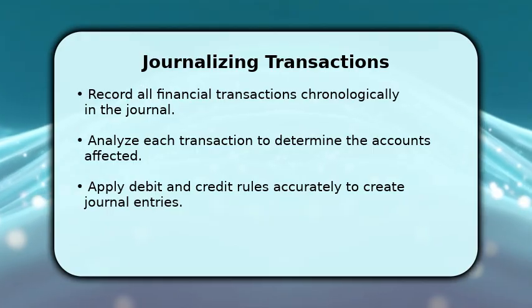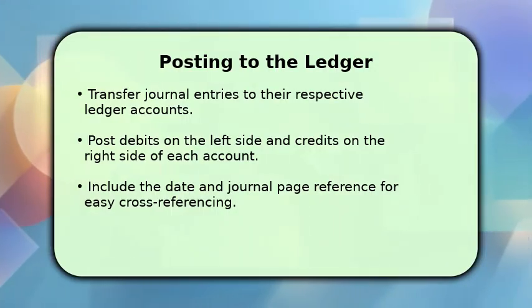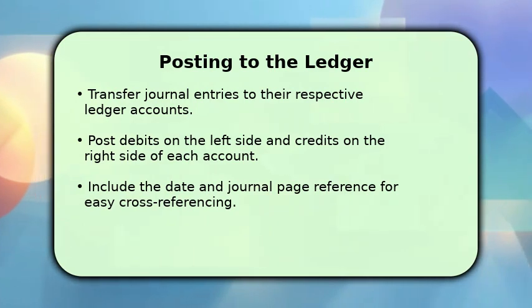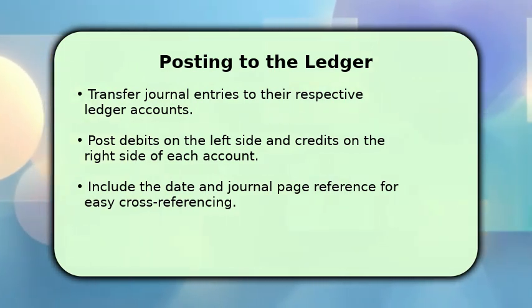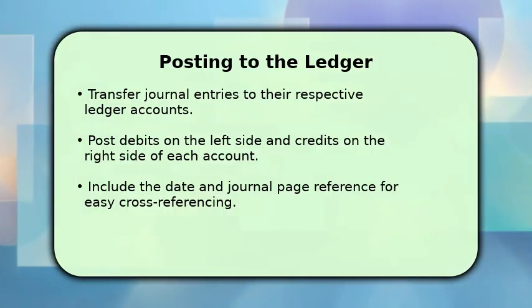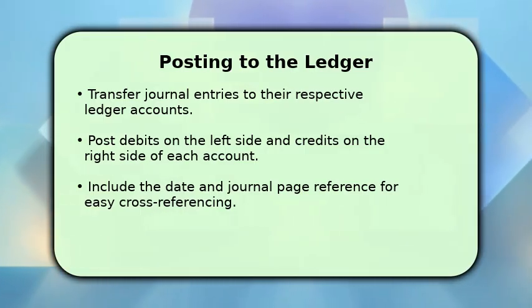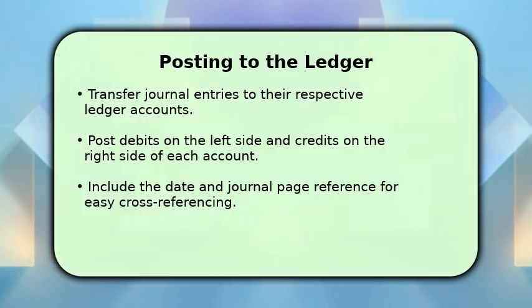a clear audit trail. Once transactions are journalized, the next step is posting them to the individual ledger accounts. Each debit in the journal becomes a debit in the corresponding ledger account, and similarly for credits. Remember to always post debits on the left side and credits on the right side of the T account. This systematic transfer helps categorize all similar transactions, providing a clear, summarized view of each account's activity.